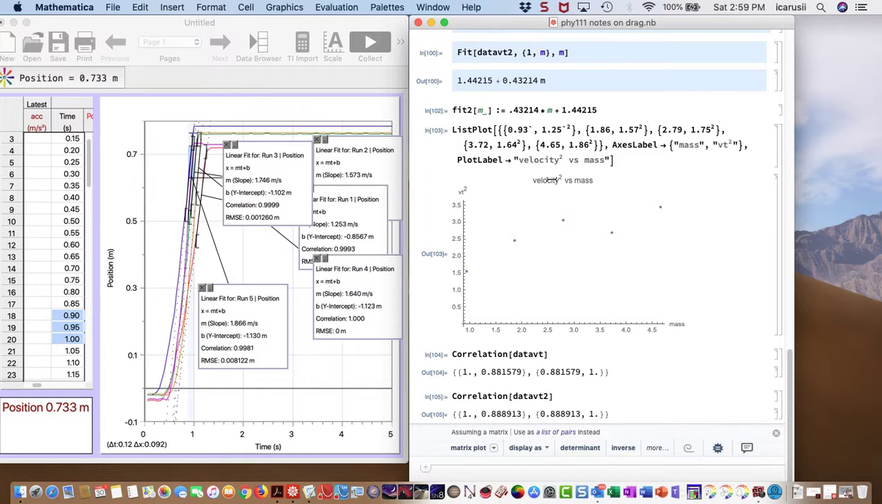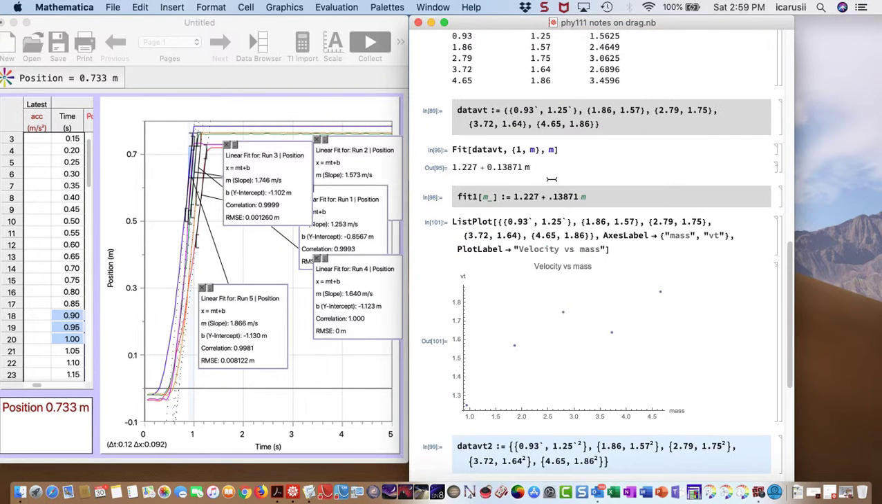Here's my data. I will actually put this into PDF form so that I can share it with you, and you'll see this on Teams.